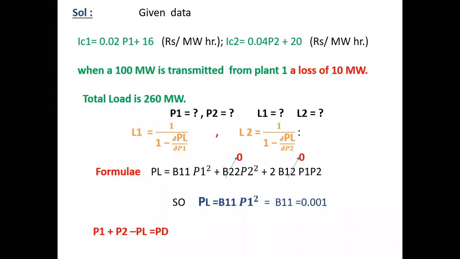See, someone is asking, sir, yesterday we calculated B11 as 10 by 100 for the same sentence given in yesterday's question. Just try to remember your previous question. There we don't know the B11 value. Here also we don't know the B11 value. But here, we need to find the PL expression in terms of loss coefficients. But in yesterday's class, we needed to find the penalty factors. So how did we do it in yesterday's class? L1 is nothing but 1 by 1 minus dou PL by dou P1. There we are taking dou PL as 10 and dou P1 as 100 megawatt.